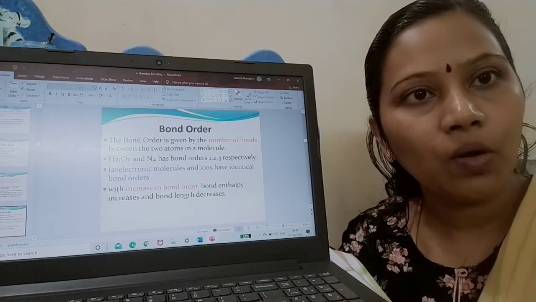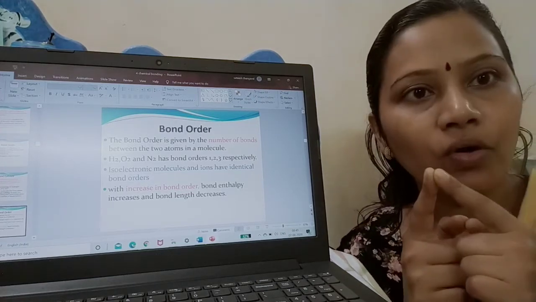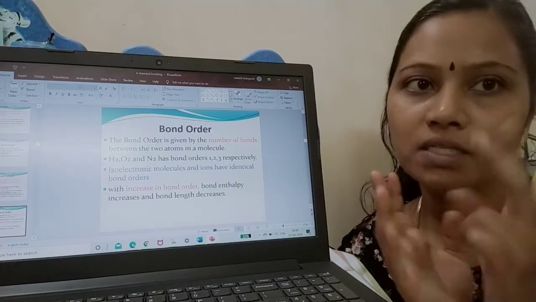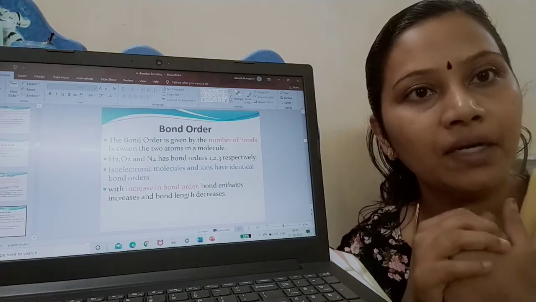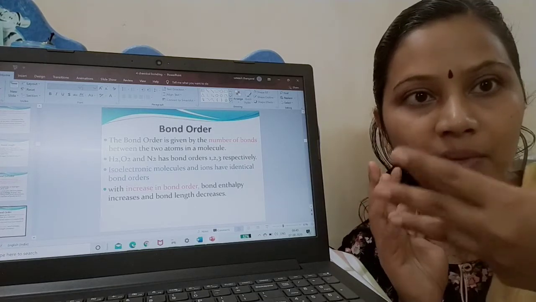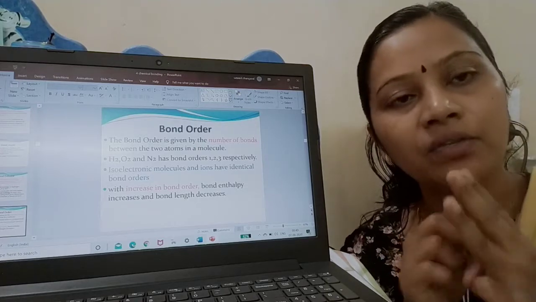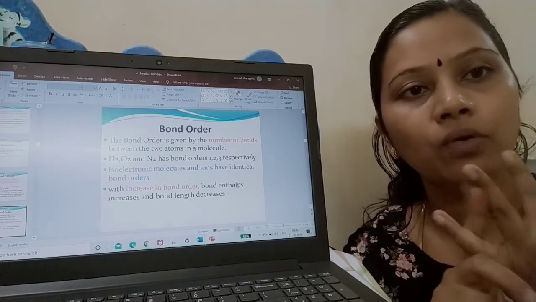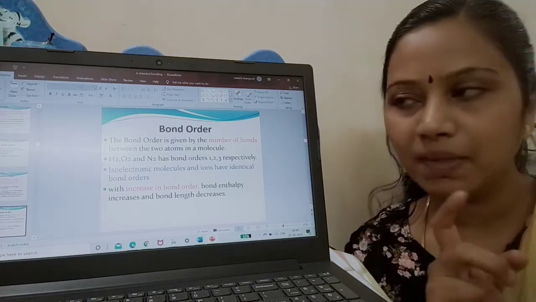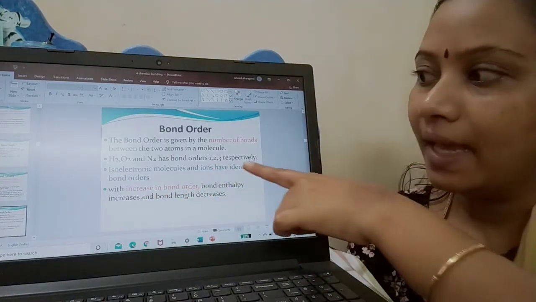Now say for example, the oxygen molecule. Two oxygen atoms are bonded. What is the bond order? Two oxygen atoms are linked by two electron pairs. There will be two bonds, so the bond order is equal to 2. Now the nitrogen molecule: two nitrogen atoms are bonded together, and in between there will be 3 electron pairs, meaning 3 bonds, so the bond order is equal to 3. So I have cited 3 examples, the hydrogen molecule, oxygen molecule and nitrogen molecule, for bond orders 1, 2 and 3 respectively.